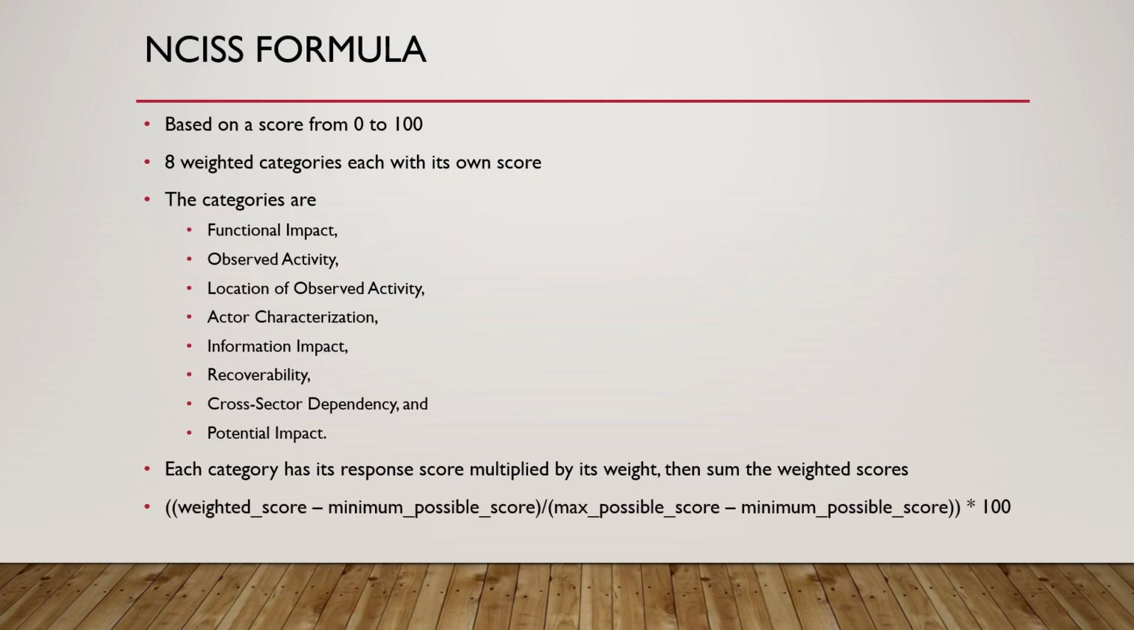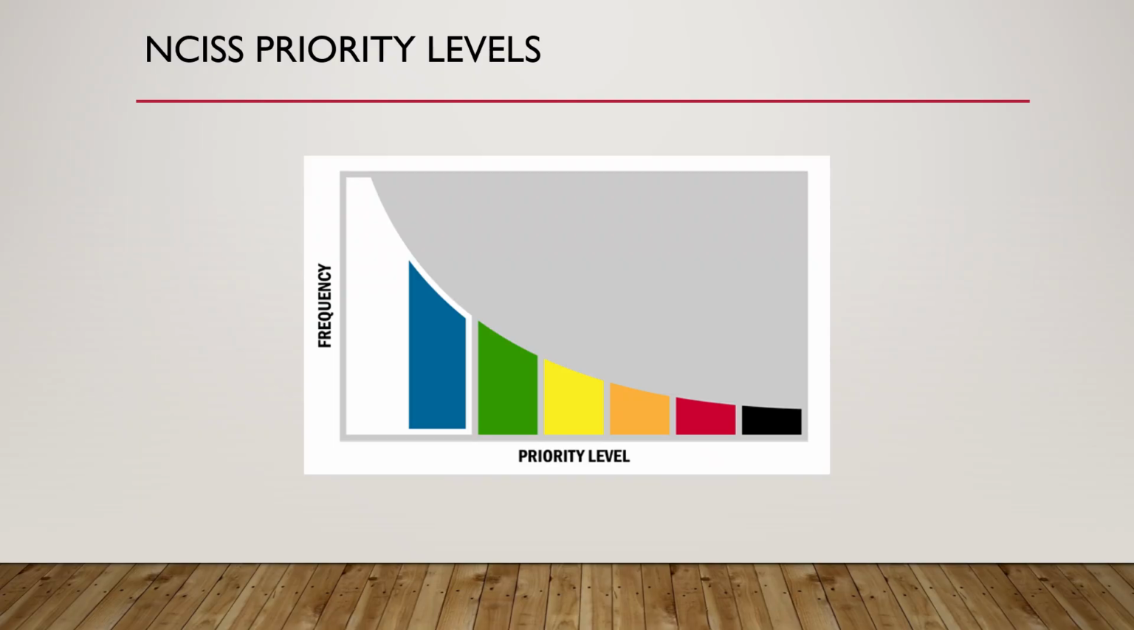You then calculate the minimum possible weighted score sum and subtract this number from the previously calculated sum of the weighted scores. Divide the result by the range, the difference between the maximum possible weighted score sum and the minimum possible weighted score sum. Finally, multiply the resulting fraction by 100 to produce the final result. Remember that the weights and values are specific to an individual organization's risk assessment process. After calculating the weighted arithmetic mean, the score will be used to determine the priority level for the incident.